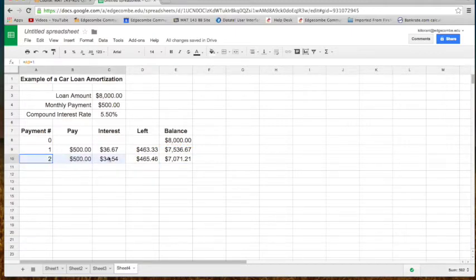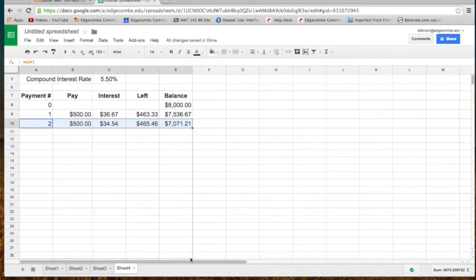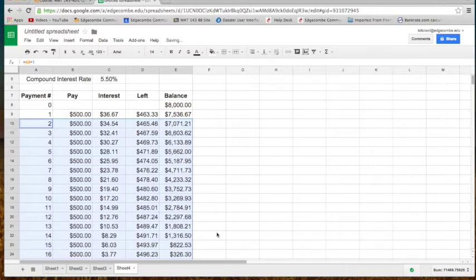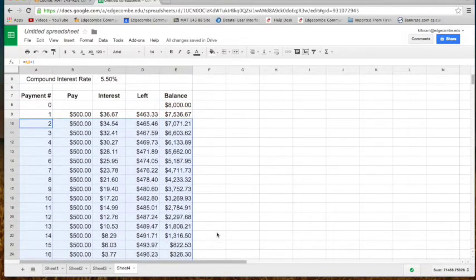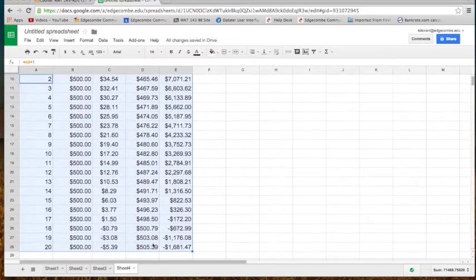So I'm going to select all the way across and drag down. I'm only going to go down a certain number. I don't know when this is going to peter out. All right, so there's 20 payments. Now the problem is when we get down to the 20 payments, the balance is negative. So what you do is you go back to your last positive number, which is this one.